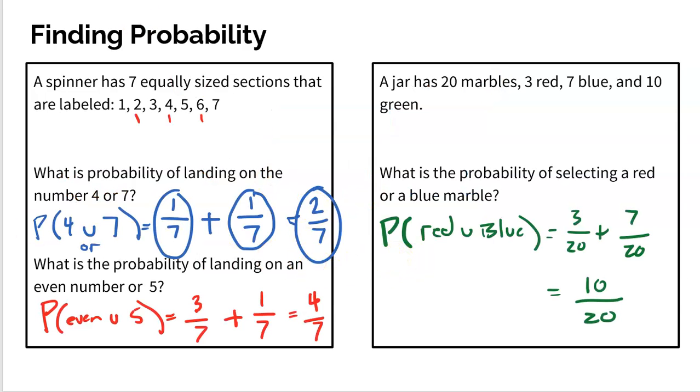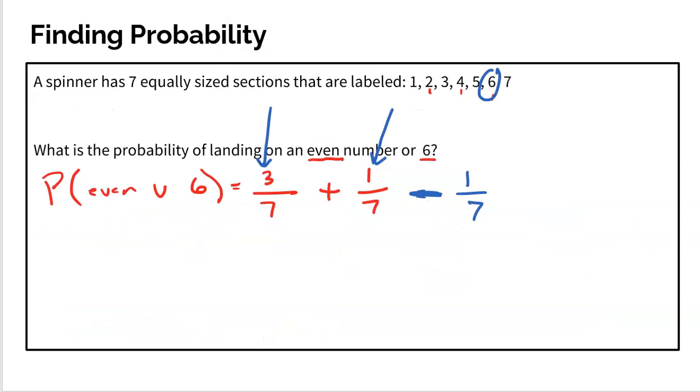Go back here, for example, when we talked about getting an even or 5. Those are mutually exclusive, because they cannot occur at the same time. So I didn't have to worry about overlap. These 3 options, the 2, the 4, the 6, were different than this one option of a 5. There was no overlap there. But here, there's overlap. The 3 options that were even, 2, 4, and 6, and the option that's a 6 is right here. So they were both counted. I don't want the 6 to be double counted, so I have to subtract it away.